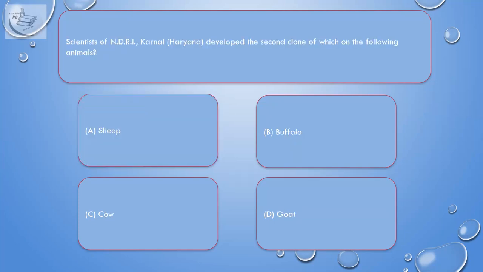Question: scientists of NDRI, Karnal, Haryana, developed the second clone of which of the following animals? A. Sheep. B. Buffalo. C. Cow. D. Goat. Correct answer is B. Buffalo.